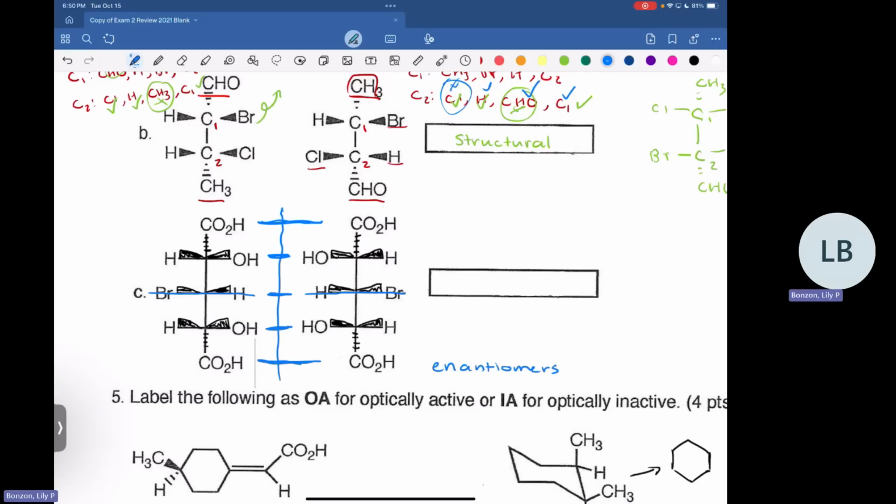And I like to think of it like folding a sandwich or like folding a piece of bread or something. So we cut that in half, and we're allowed to do that. It's kind of weird, but we are. And we see that we have an internal plane of symmetry in each of these. And so that means these are going to be meso compounds. And again, meso compounds will be identical to other meso compounds of that compound. So this one's actually going to be identical. Okay. Question.